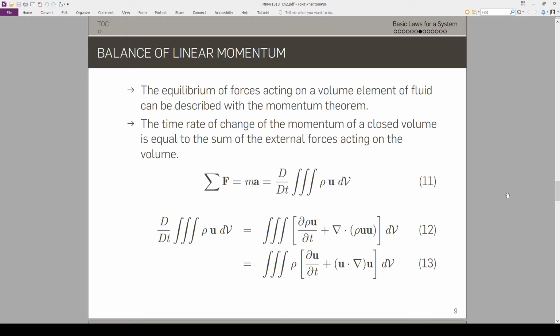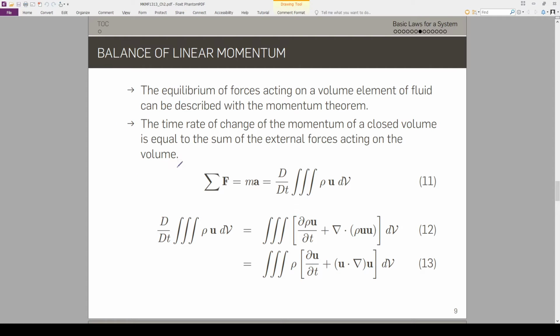It is noticed in this fluid that the equilibrium of force acting on a volume element of fluid can be described by the momentum equations or momentum theorem, which is taken principally from Newton's second law. This theorem states that the time rate of change of momentum of a closed volume is equal to the sum of external forces acting on the volume, which is equivalent to the mass multiplied by the acceleration of the fluid particles in the control volume.